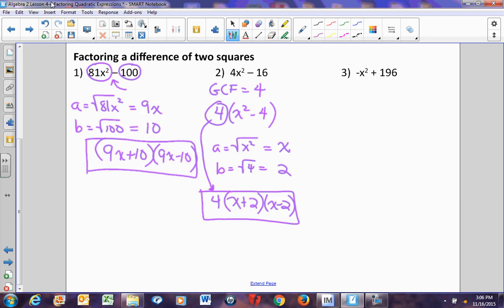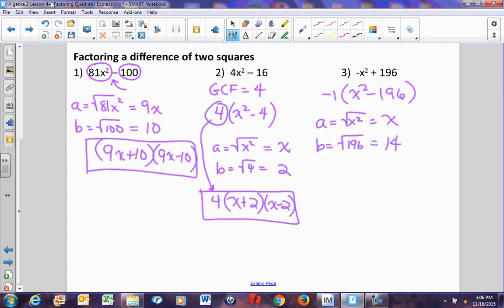Last but not least, right? Negative x squared plus 196. Also a perfect square. But I hate dealing with that negative sign in the beginning. So I'm going to take a negative 1 out of that and make it x squared minus 196, which is perfectly fine. So my a term is the square root of x squared, which is x. My b term is the square root of 196, which I believe is 14. Check on that. Yep.